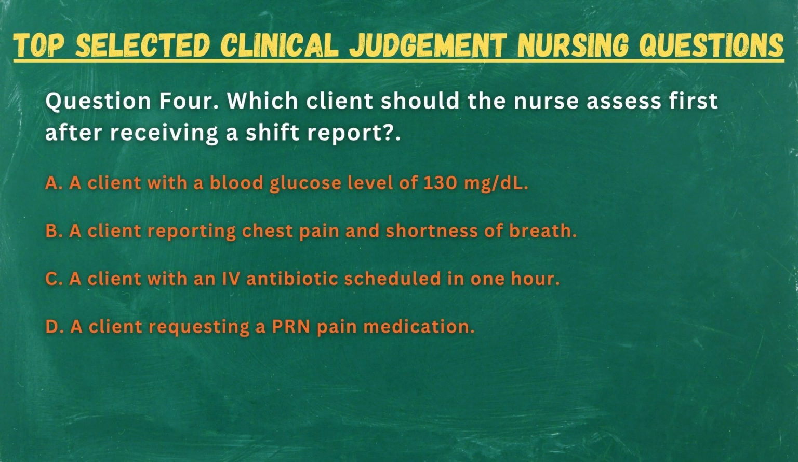Question 4. Which client should the nurse assess first after receiving a shift report? A. A client with a blood glucose level of 130 milligrams per deciliter. B. A client reporting chest pain and shortness of breath. C. A client with an IV antibiotic scheduled in 1 hour. D. A client requesting a PRN pain medication.